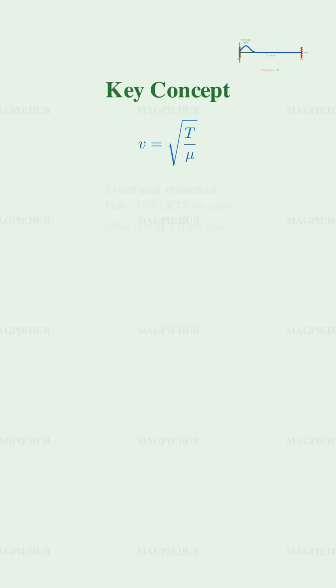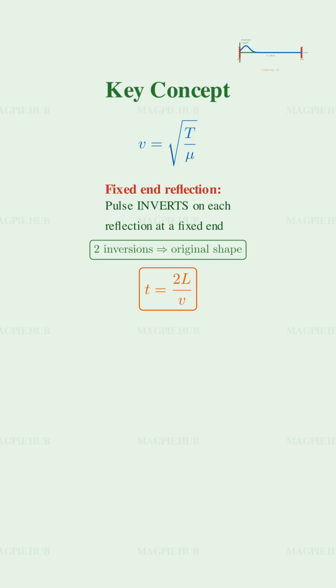The key concept here is pulse propagation on a string fixed at both ends. The wave speed v equals the square root of tension T divided by linear mass density mu. When a pulse hits a fixed end, it reflects with inversion, that is, it flips upside down. After two reflections, one at each fixed end, the pulse has been inverted twice, so it returns to its original upright shape. The total distance for one such round trip is 2L, that is, twice the string length. So the time to regain the original shape is 2L divided by wave speed v.